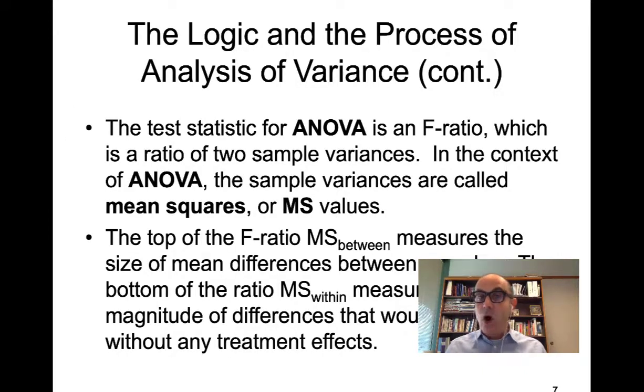The logic and process of ANOVA is the idea of using the F ratio. The F ratio is based on two sample variances. In the context of ANOVA, we call them the mean square, or MS values. The top of the F ratio, the MS, measures the size of the mean difference between the samples, and the bottom of the ratio, the MS, measures the difference that would be expected without a treatment effect.